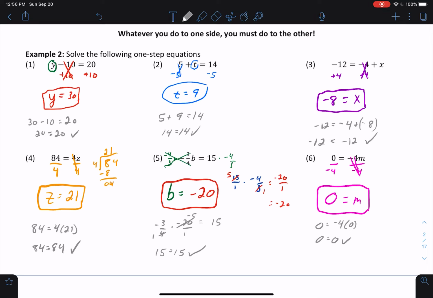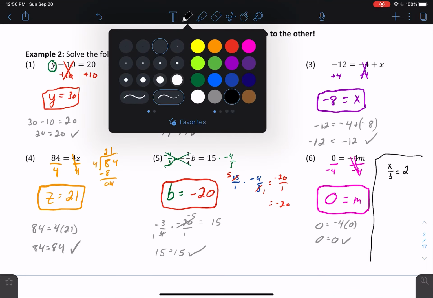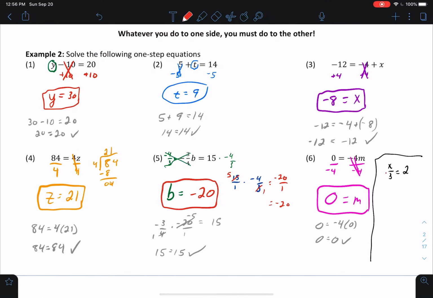Okay? The only one not covered here, and I'm going to do this off to the side real quick. Just one last example is like x over 3 equals 2. We didn't do a division problem yet. So what's happening to x? x is being divided by 3. So to undo that division, I'm going to multiply both sides by 3. And that's going to be x equals 2 times 3, which is 6. I can plug that back in to my original problem, and I'll get 2 equals 2. That's how we know we did it right.